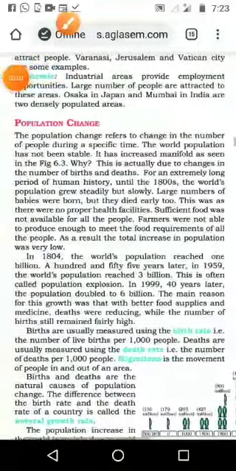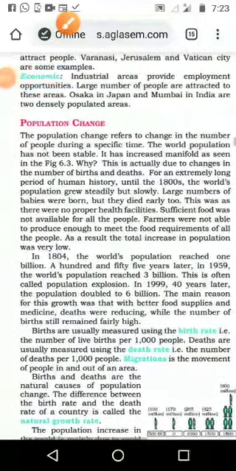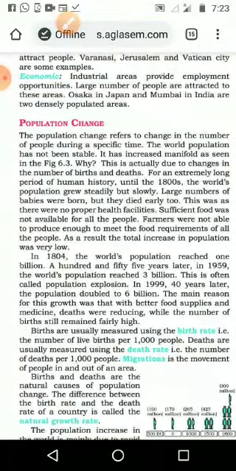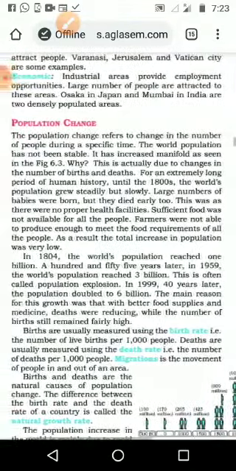Going to see the next topic, that is population change. Okay, what is the meaning of population change? Let us see. Population change refers to the change in the number of people during a specific time. It may be 100 years or 500 years. In that, how the number of people is increasing or decreasing.